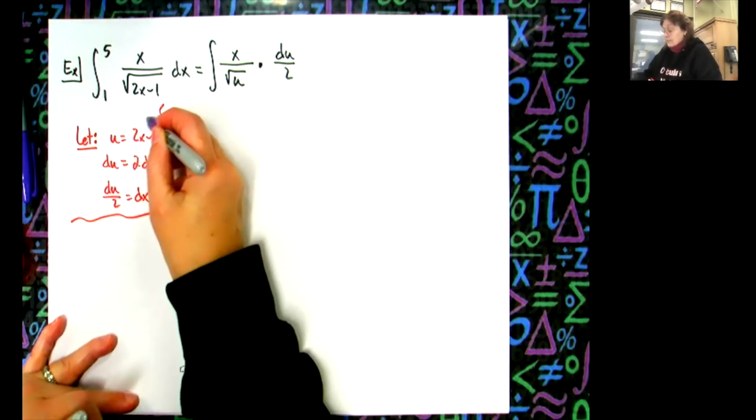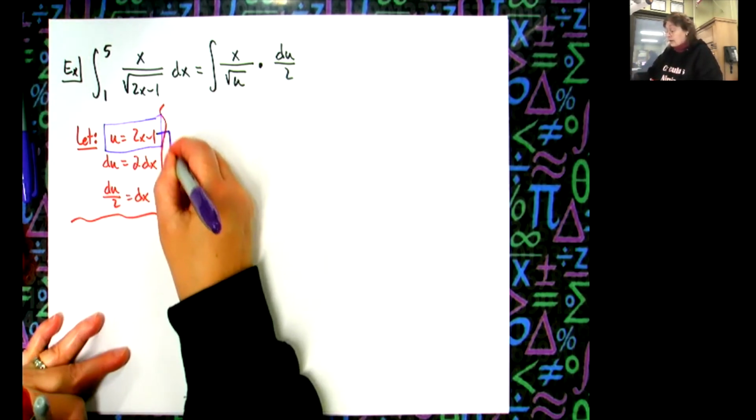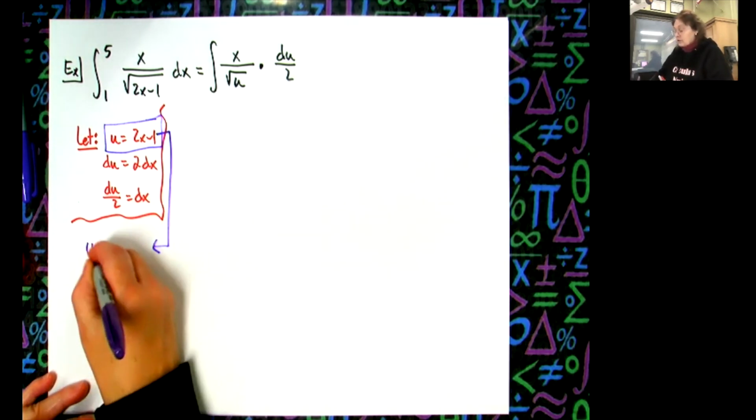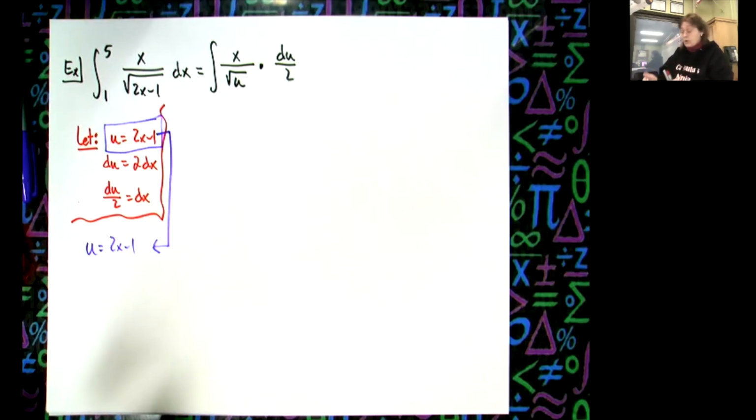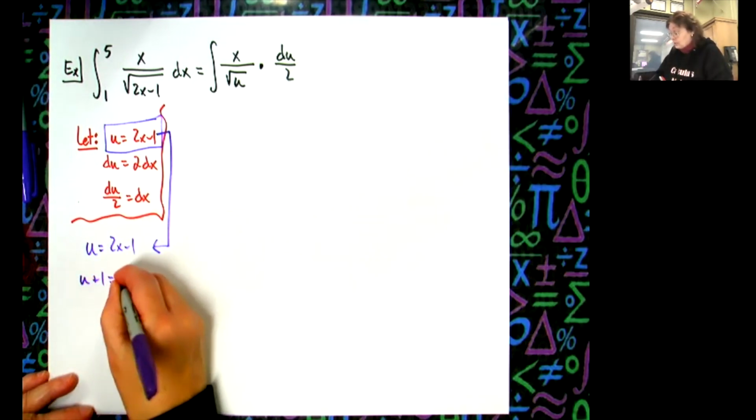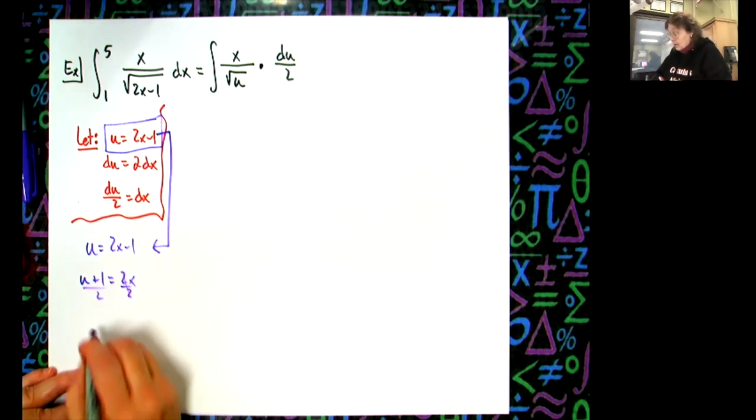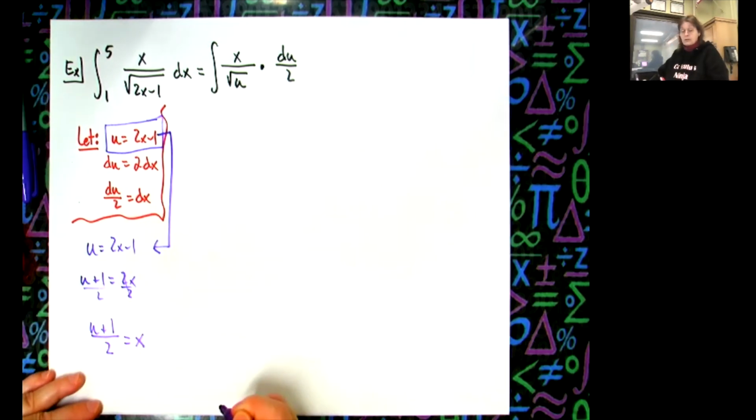Take a look at what you did right here. I've already said u equals 2x minus 1. Can I not take this and solve for x, so then I've got something in terms of u? So take u equals 2x minus 1 and solve for x. Add 1 to both sides, so u plus 1 equals 2x. Then divide both sides by 2. So (u plus 1) over 2 equals x.